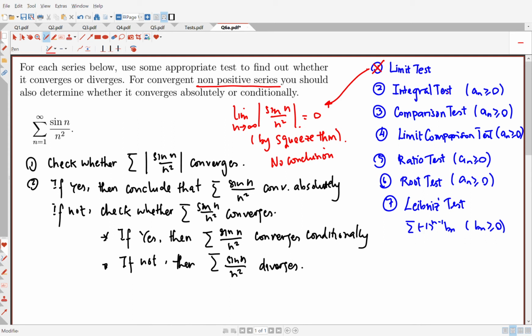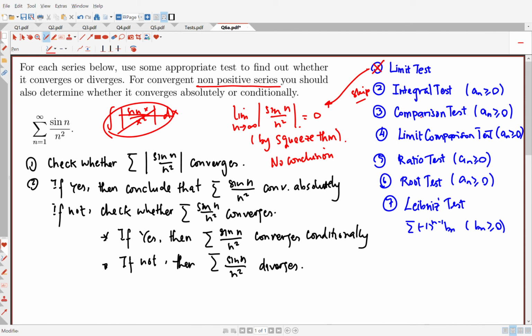For the integral test, I will skip this because when I see this, even if this satisfies the integral test conditions, we need to integrate the absolute value of sine x over x square, and I don't think this is easy. Okay, so I will not check anything from the integral test. I will just skip it because this looks difficult. Okay, that's the only reason.